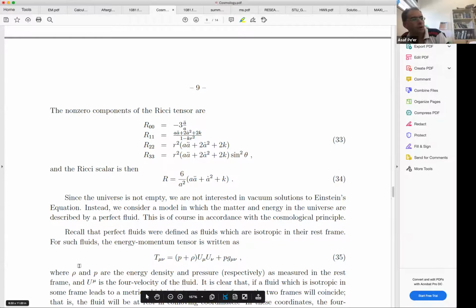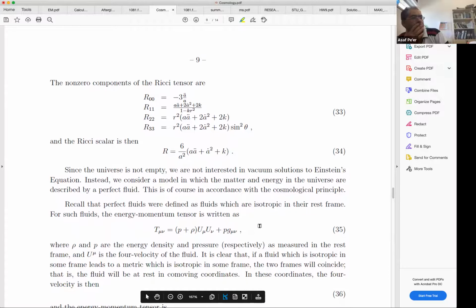where ρ is the energy density, all right? P is the pressure. I don't know how many of you have ever noticed that the pressure and the energy density actually have the same units, right? Again, these are measured in the rest frame of the fluid, right? U^μ is the four-velocity of the fluid. Okay, now, if I can treat the fluid as a dust, then what is the pressure of a dust? Zero. Zero, right? So, okay, good that you remember.